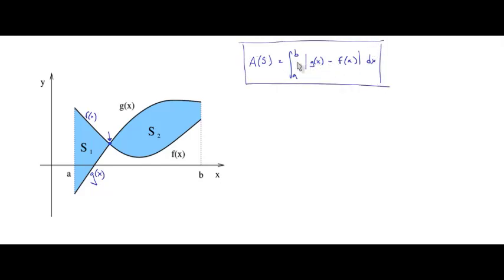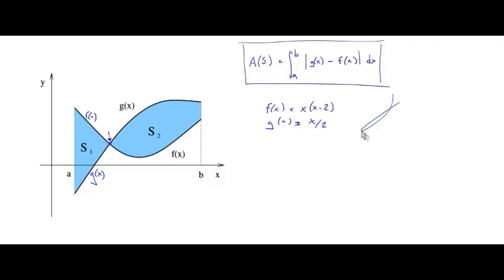In order to compute this, we need to find where the argument inside the absolute value is positive or negative. For instance, as an example, let's compute the area between the function f, which is x times x minus 2, and g, which is x over 2. Now f is a parabola doing something like this, and g is doing something like this.